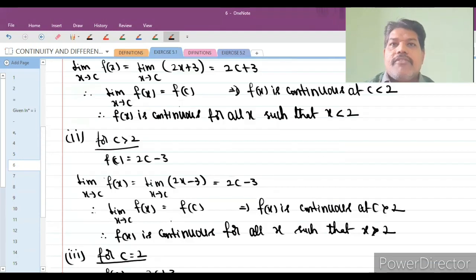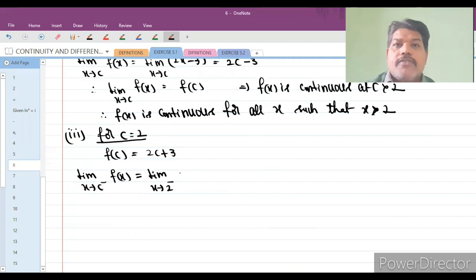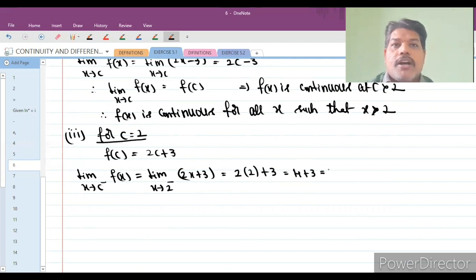So in that case, if x value is less than 2, f of x value will become 2x plus 3. So automatically what happens, students? It will become 2x plus 3. Replace the value here: 2 into 2 plus 3. 2 into 2 will become 4, plus 3. So it will become 7.